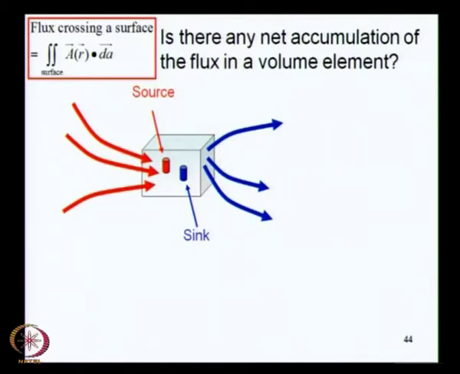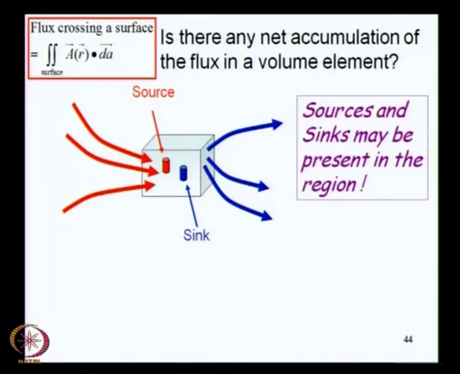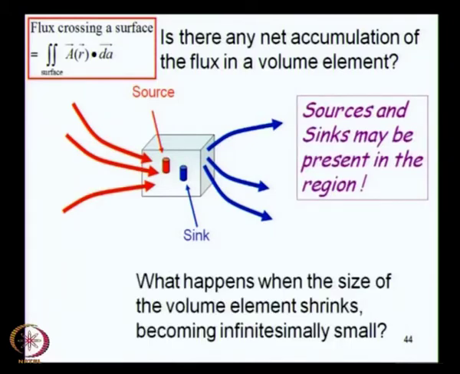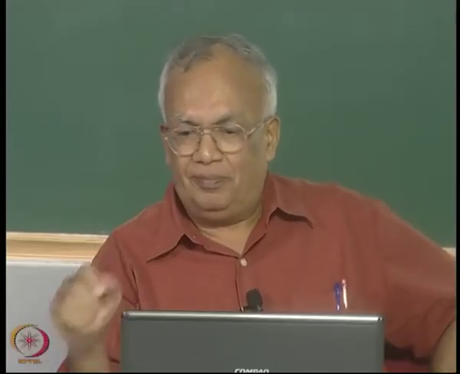And now we can ask if there is any net accumulation of the flux in a volume element. This is the question that we had raised earlier on. But now we are ready with the answer, even if sources and sinks were present. Our interest is in determining not just what will happen if there will be any net accumulation of the flux in a volume element, but especially so when the volume element shrinks to a point, so that we can talk about point functions. We can talk about properties of a given point in space.